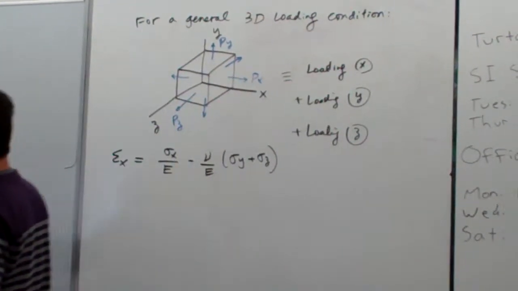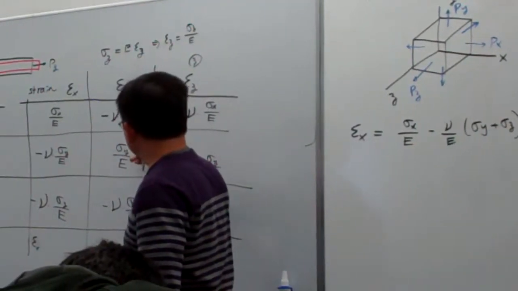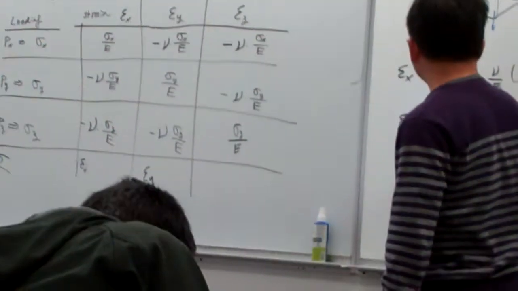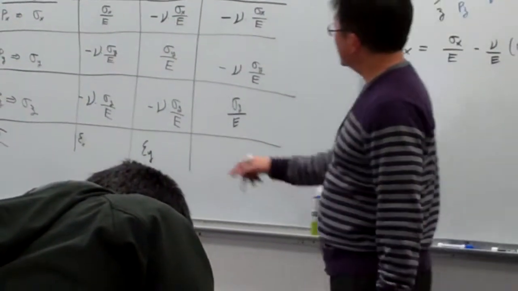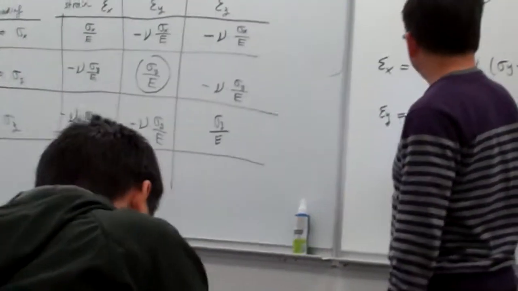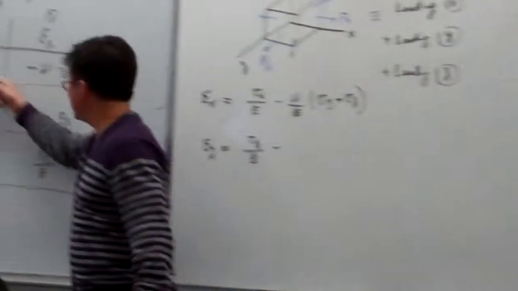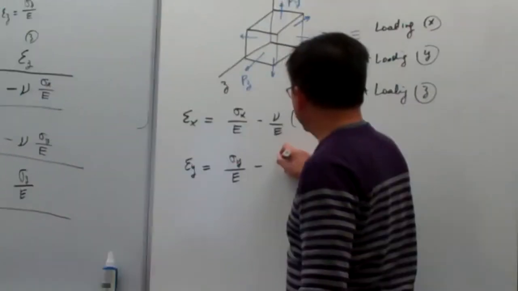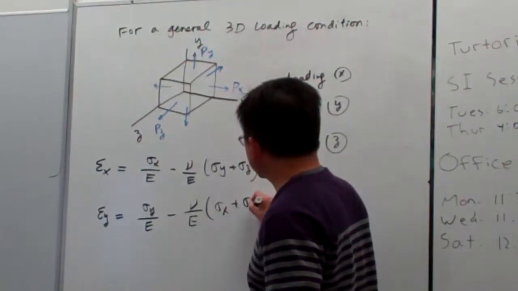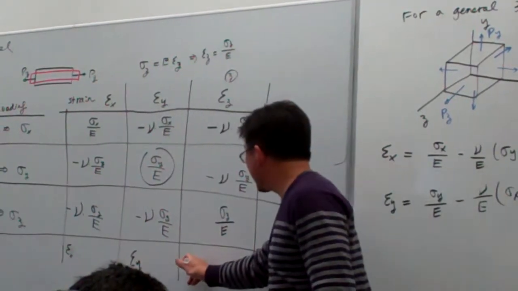And now again, for the loading in the y direction, so that is this case, sigma y over E will be the leading term, and minus the remaining two terms. Let me group the two terms into this: sigma x plus sigma z. Okay, and then finally, we come up with this one, sigma z.